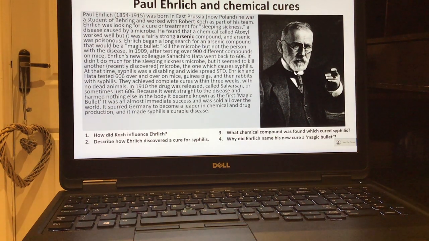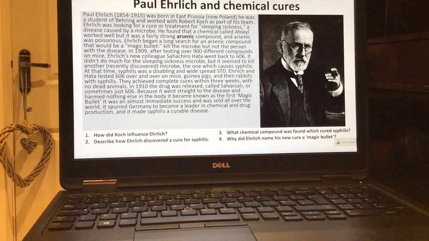Okay, then we move on to another scientist. Again, don't worry about trying to remember these names. You won't necessarily need to. Certainly for grades 1, 2, 3, 4, 5, 6, you definitely won't need to. But Ehrlich here was born in Poland, which was formerly Germany, and he worked with Robert Koch, who we know a bit about. He was in his team, okay? And he was basically looking for a treatment for sleep sickness. And he found that a chemical worked well, which was a kind of strong arsenic compound, and it was poisonous. That was the problem.